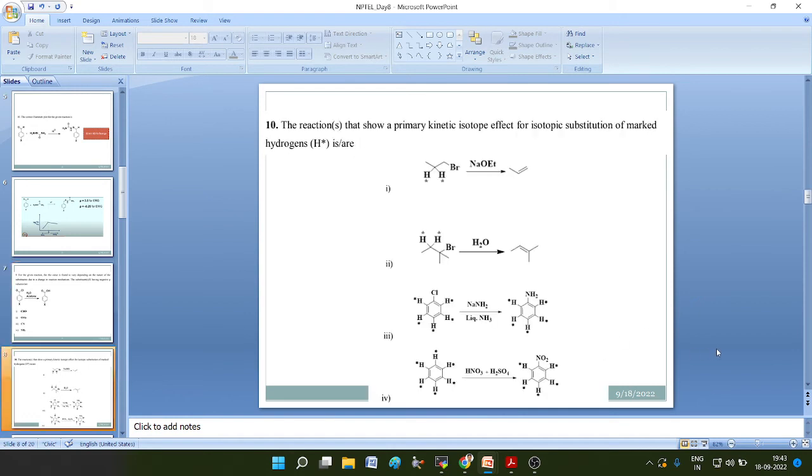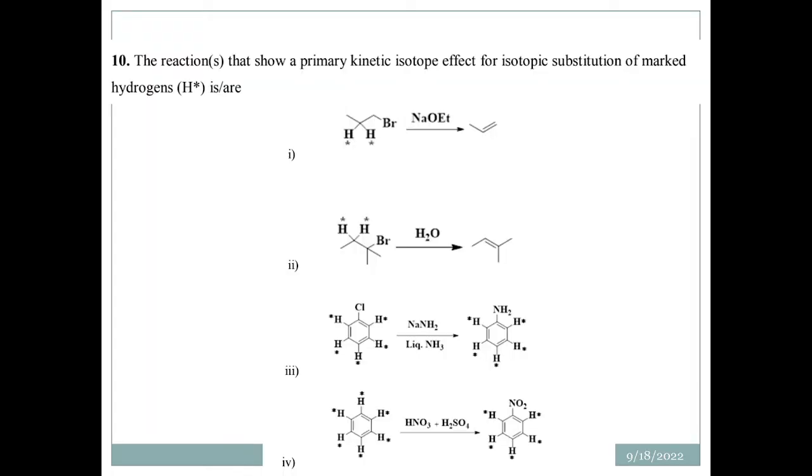So this is based on primary kinetic isotope effect. Again, I will give you some time, and it's not that difficult. It's very easy. The reactions that show a primary kinetic isotope effect on isotopic substitution of the marked hydrogens are: so you have been asked which will show primary kinetic isotope effect. You are given 4 options. Let me give you some time.